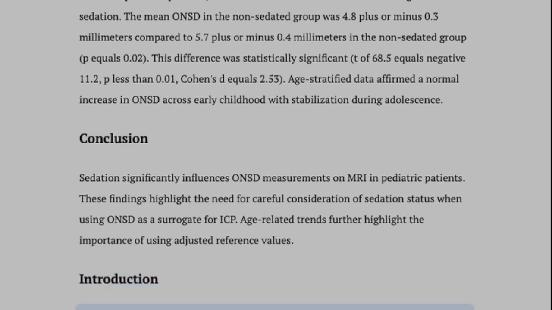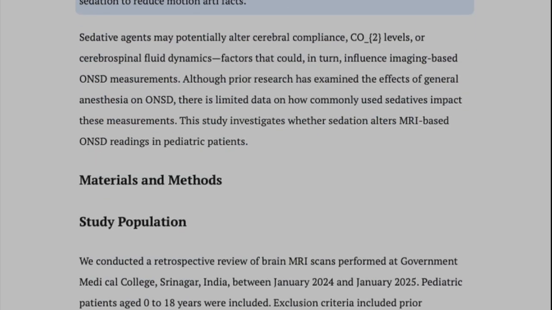Introduction. Assessing intracranial pressure, ICP, accurately is critical in pediatric neurology, yet direct invasive monitoring techniques can pose significant risks and are often impractical in children. As a result, the optic nerve sheath diameter, ONSD, has gained attention as a non-invasive proxy for estimating ICP, particularly through imaging techniques like MRI and ultrasound.